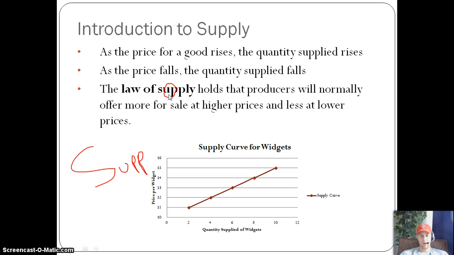Demand goes down. The graph, the supply curve will go the opposite direction. Demand starts with the D, so does down. The supply has up right in the word. That supply curve will always go up. You're going to sell more at high prices. That's why the curve slopes up.